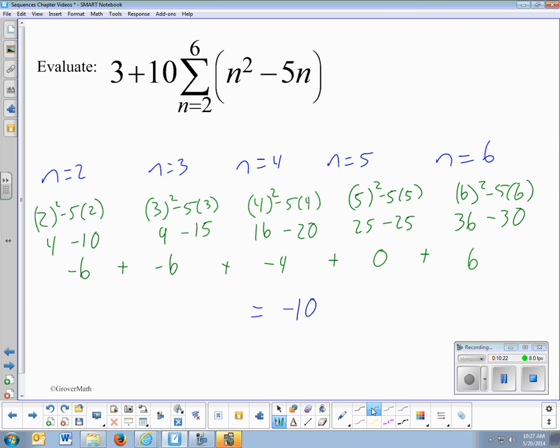But remember, now I have to apply all this stuff. So it's like 3 plus 10 times what I got of negative 10. That's 3 plus 10 times negative 10 is negative 100. 3 plus negative 100 is negative 97. And that's my final answer.